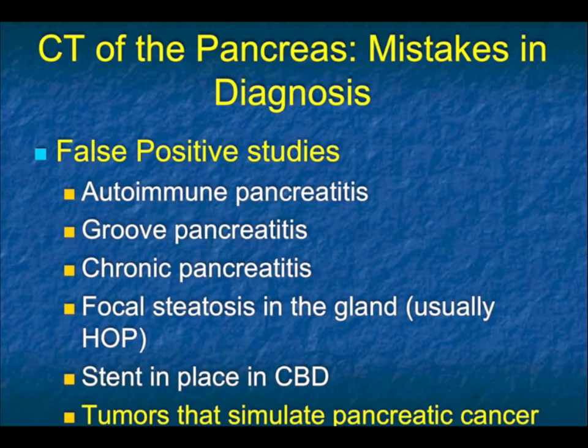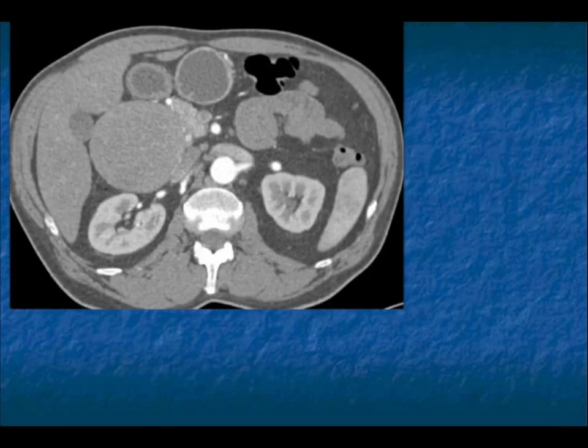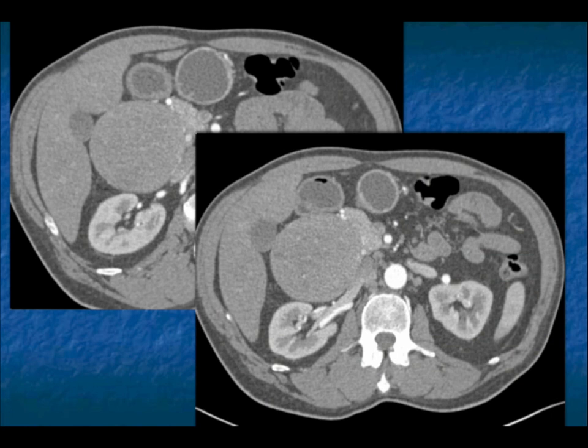Just a home run diagnosis. Now, other mistakes. False positive we mentioned, but we also mentioned when we talk about this, tumors that simulate pancreatic cancer. This was sent to the Pancreatic Cancer Multidisciplinary Conference, and you can imagine why. It looks like a mass, but if I have that large a pancreatic mass, I would see duct dilatation, and I don't. Could this be a neuroendocrine tumor?